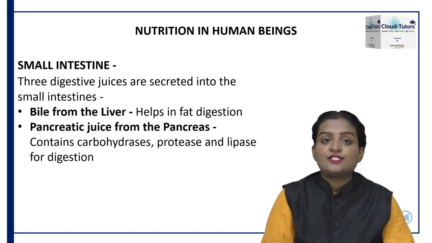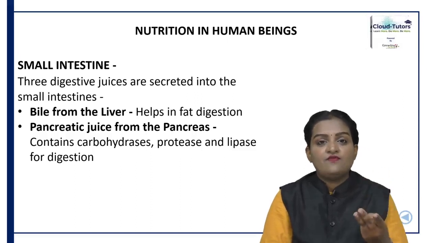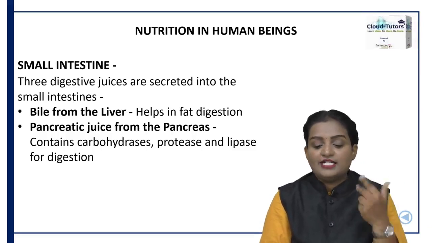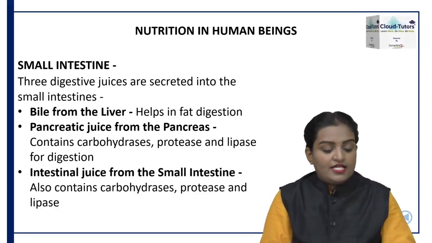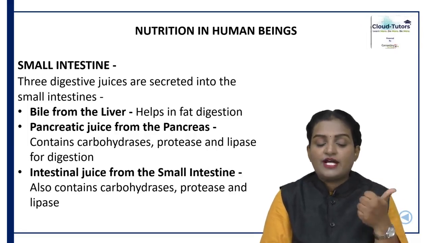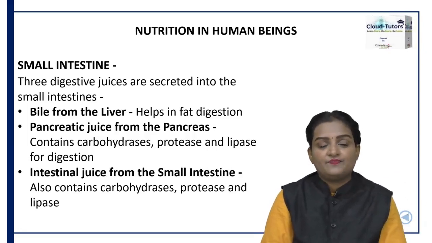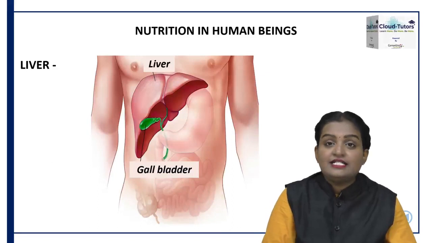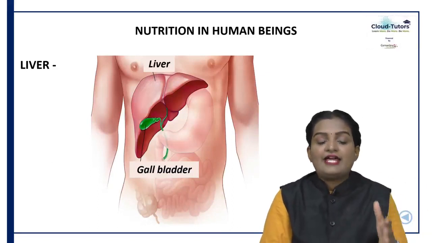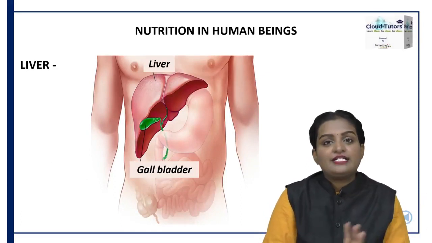Second, pancreatic juice released by the pancreas contains three types of enzymes: a carbohydrate digesting enzyme, a lipid digesting enzyme, and a protein digesting enzyme. And similarly, the intestine also has carbohydrate digesting enzymes, that is carbohydrases, protease for protein digestion, and lipase for lipid digestion. So let's begin with the liver. The liver, as we know, is just adjacent to the stomach and it is the largest gland in our body. It secretes bile, which is stored in the gallbladder.